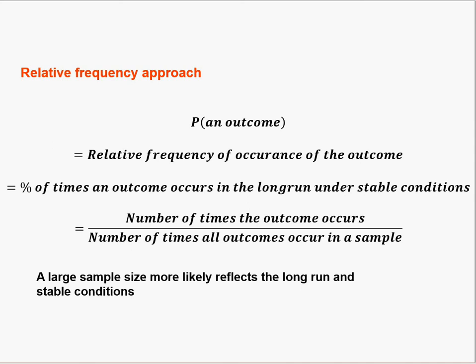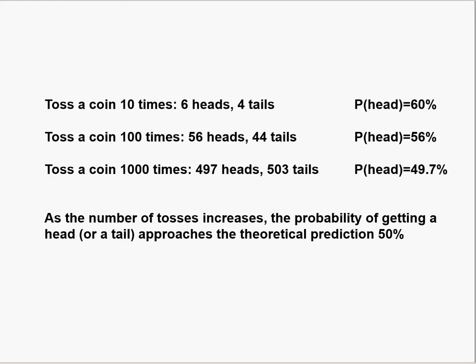Now, since we mentioned that this percentage should reflect the long-term and stable conditions, that is what gives rise to this preference for large sample size, because when you have a large sample size, it more likely reflects the long-term and stable conditions. For example, we know that when you toss a coin, you may get a head or a tail, and each side's probability is 50%.